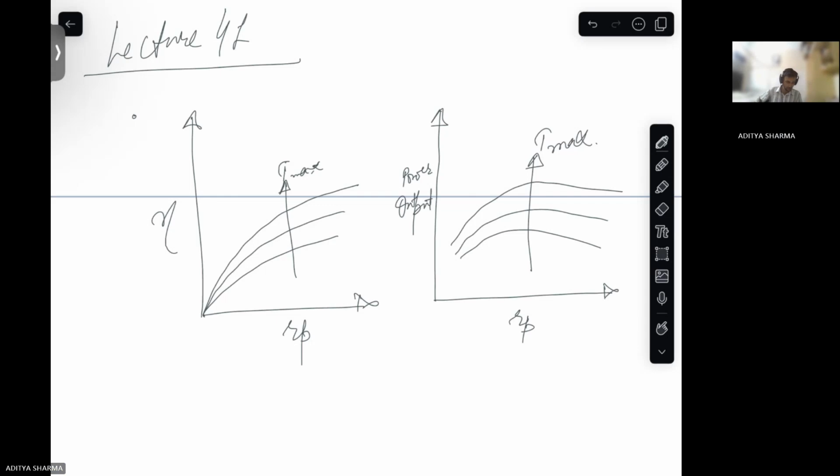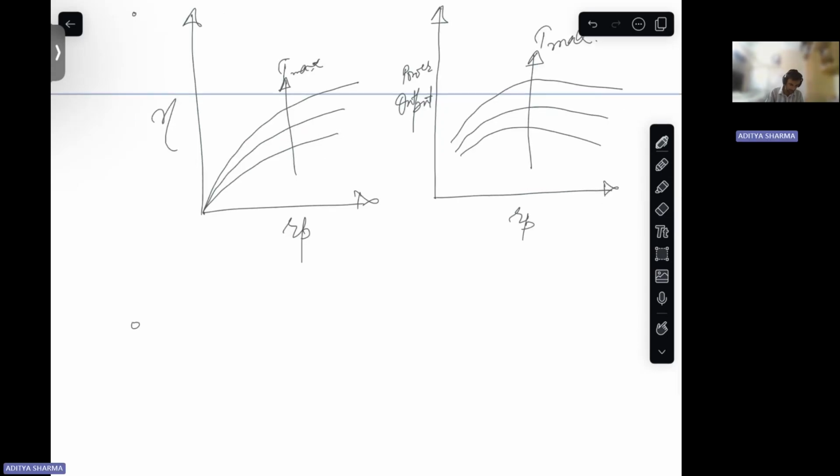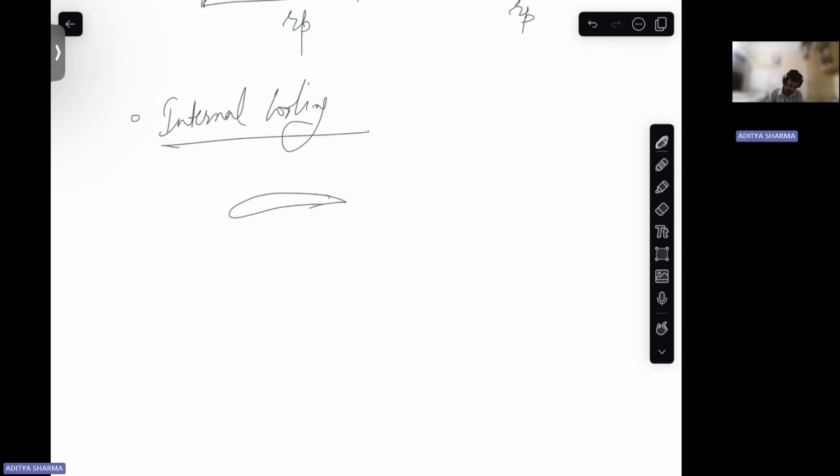So internal cooling, what happens in internal cooling? You have a blade.